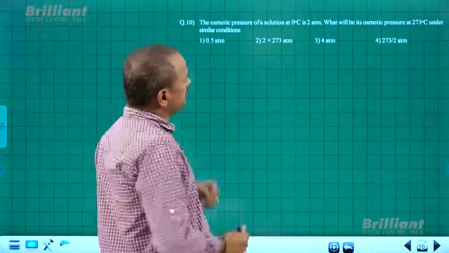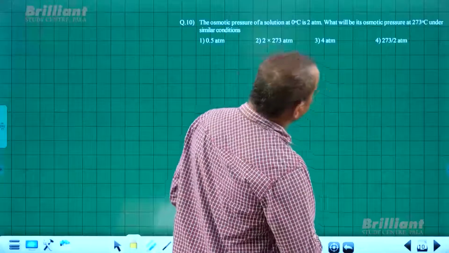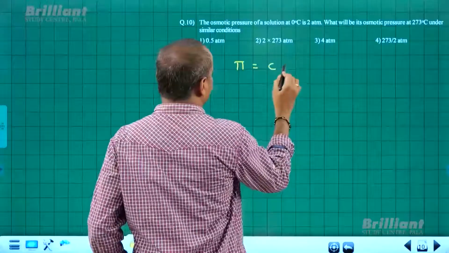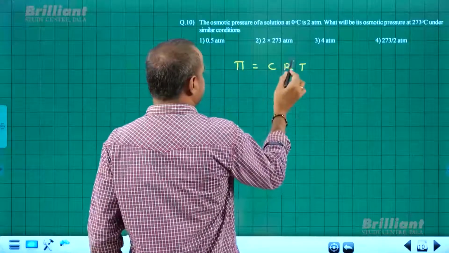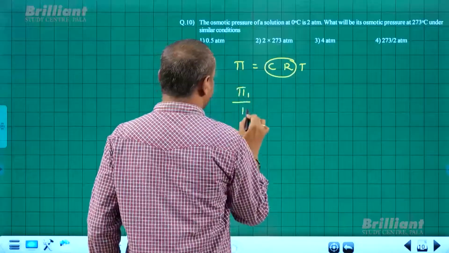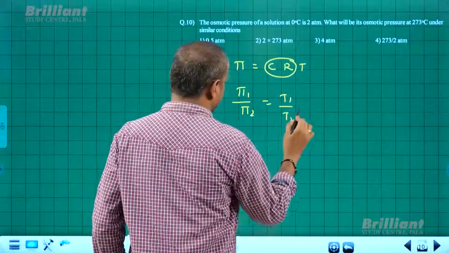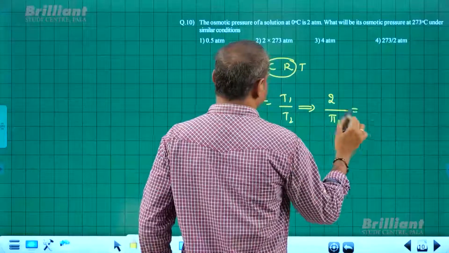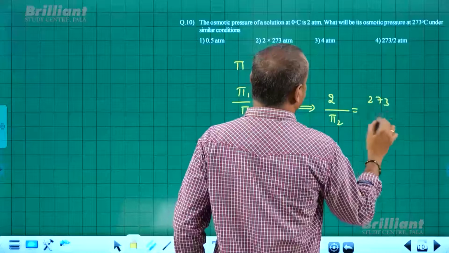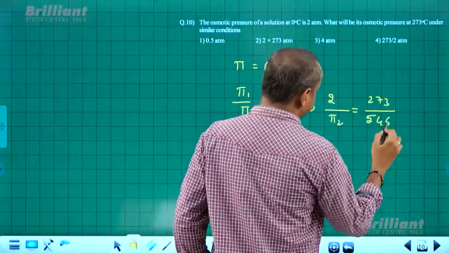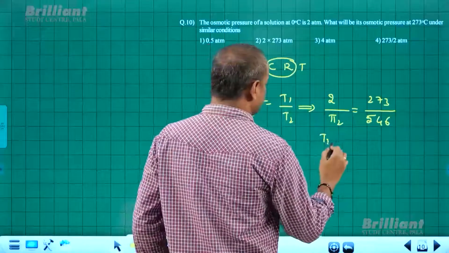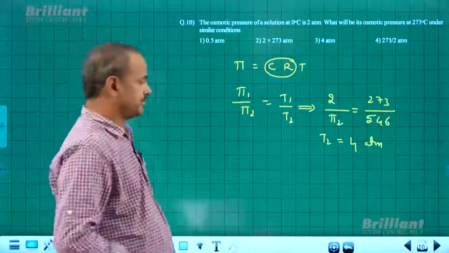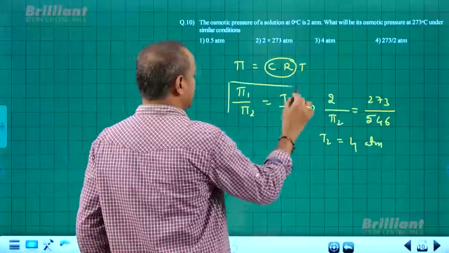Osmotic pressure at 0 degrees centigrade is 2 atm. What is the osmotic pressure at 273 degrees? That is a temperature and pressure comparison. Pi is equal to CRT. Now C and R are taken as constants. Pi 1 by pi 2 is equal to T1 by T2. Pi 1, first pressure, is 2 atm. Pi 2 to find out. First temperature 273, second 546. Therefore pi 2 is equal to 4 atm. Pi 1 by pi 2 equals T1 by T2 is the formula of comparison of osmotic pressure.